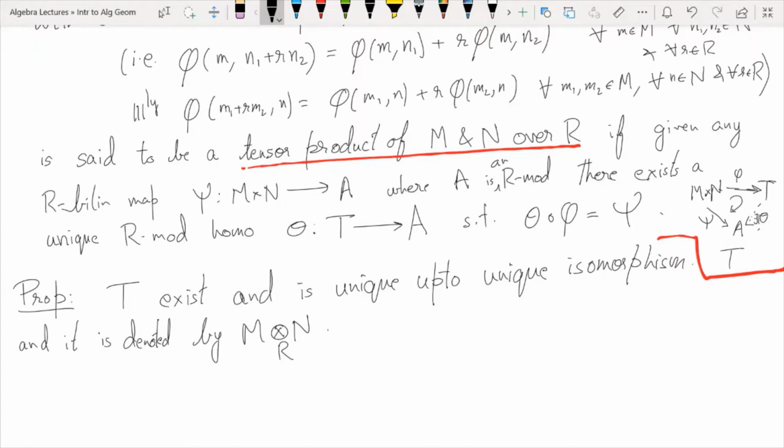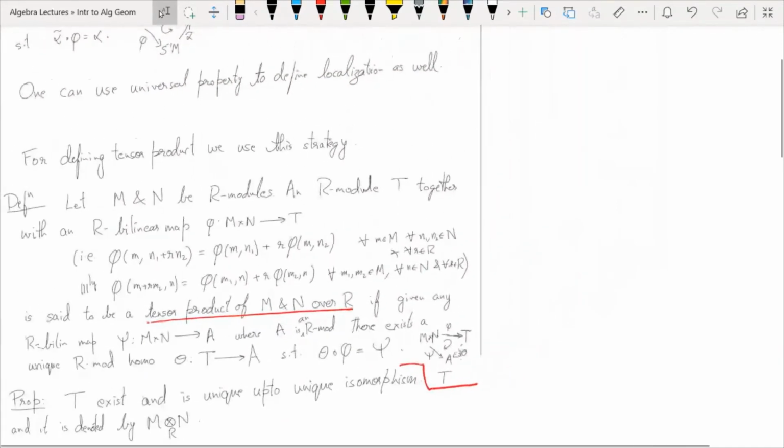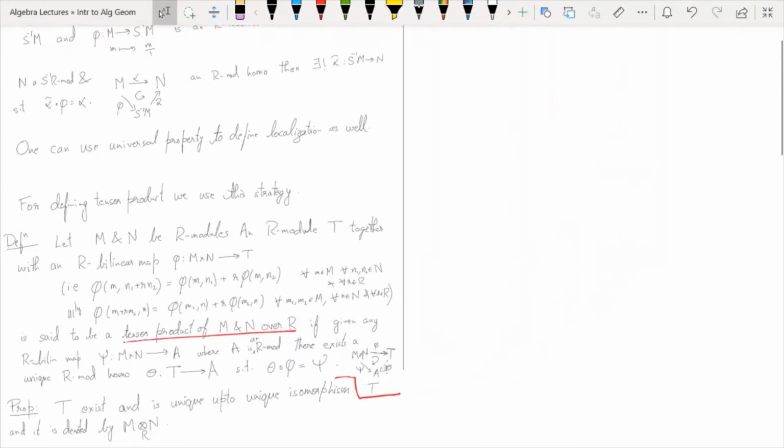I'll say exactly what it means in the proof, what this unique up to unique isomorphism means. In some sense, it's canonical. Two modules may be isomorphic in many different ways, or the same module may have some automorphism. So we are not talking about just some isomorphism, but about a canonical isomorphism. It will make sense once I say what exactly the statement means, so I'll come to it in the proof.